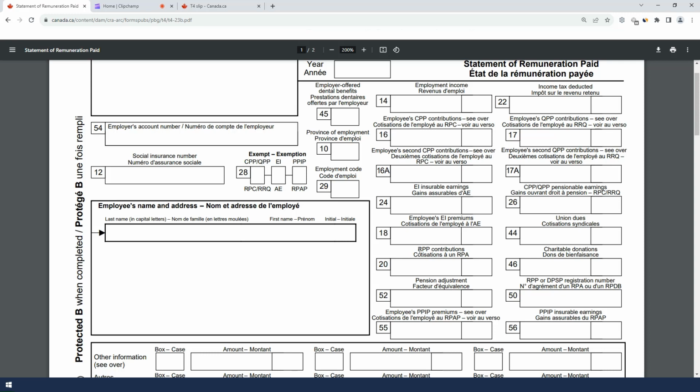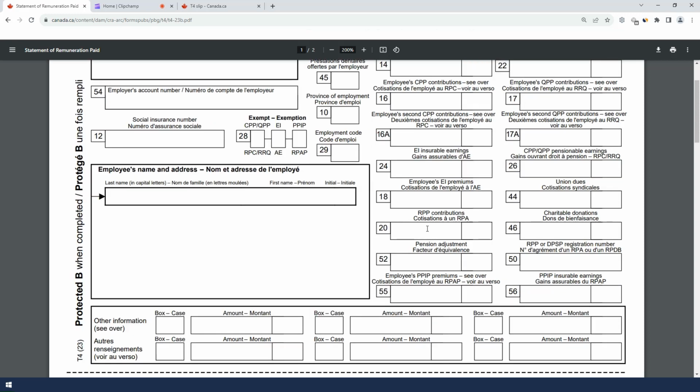20 is a registered pension plan. So if your employer has a registered pension plan and you contribute to it and they probably match it or add something to it, then that amount will show in box 20. Now it's not an RSP plan. It has nothing to do with your RSP limit. This is separate. It's a registered pension plan. It is a deduction on your tax return though.